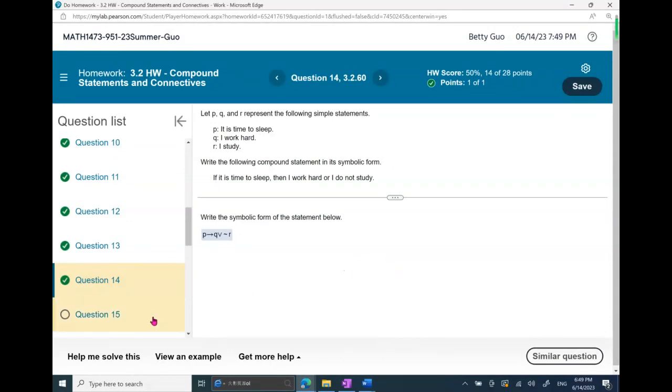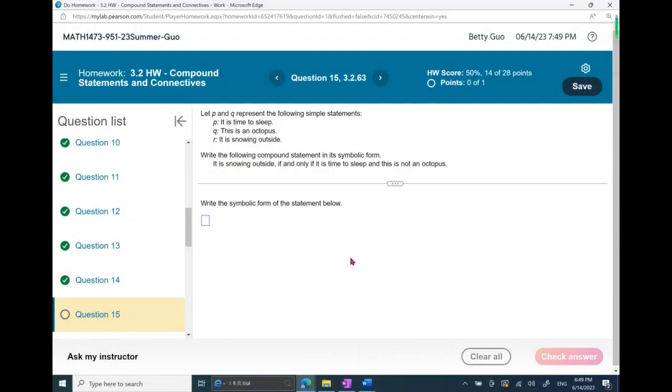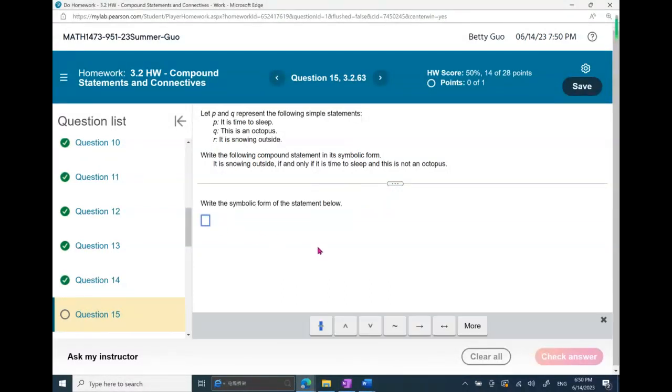Let's do one more. P, it is time to sleep. Q, this is an octopus. R, it is snowing outside. Write the symbolic form of the given statement: it is snowing outside, if and only if it is time to sleep and this is not an octopus. Okay, if and only if. So the whole structure is biconditional. The first component: it is snowing outside. So R is the first component.